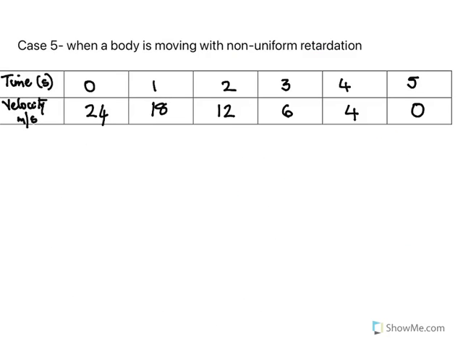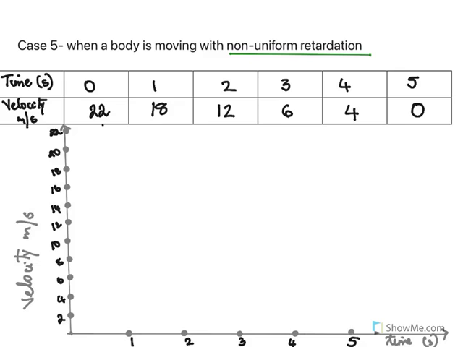So case 5, when a body is moving with non-uniform retardation. Retardation means there is a decrease in speed. Non-uniform means unequal decrease at equal intervals of time. So here is the table, time versus velocity. Let's go ahead and draw the graph. So this is the velocity time graph. Let's start plotting the point. Time 0, velocity 22, and that would be a point out here.